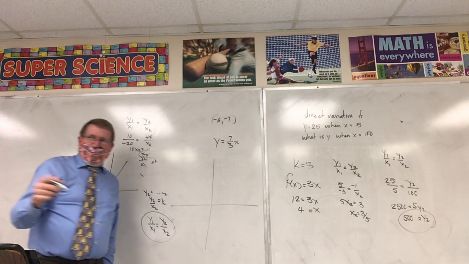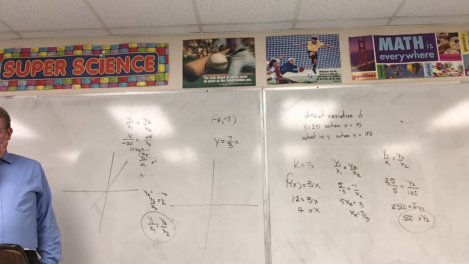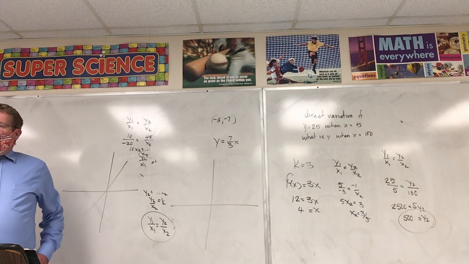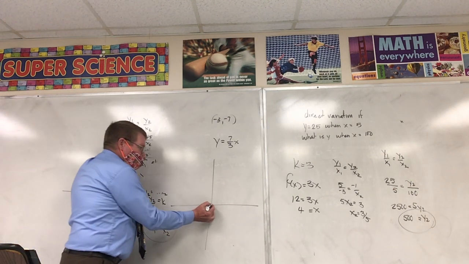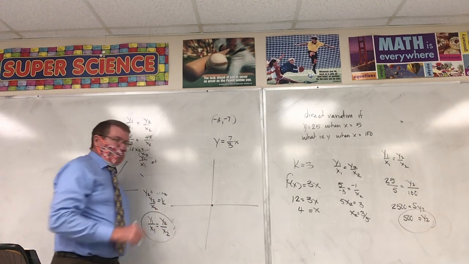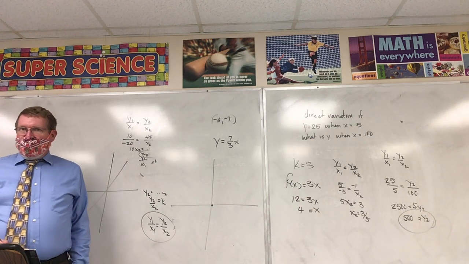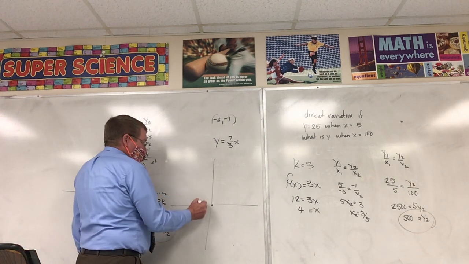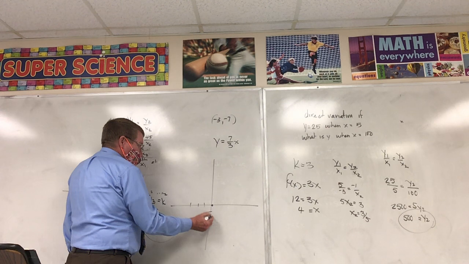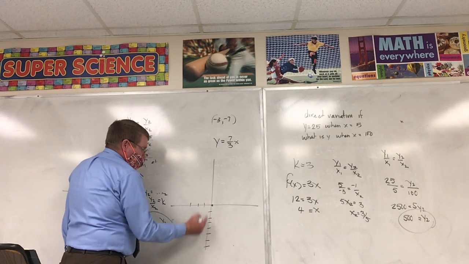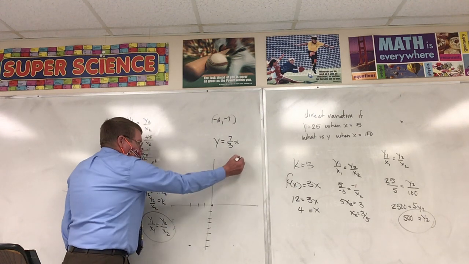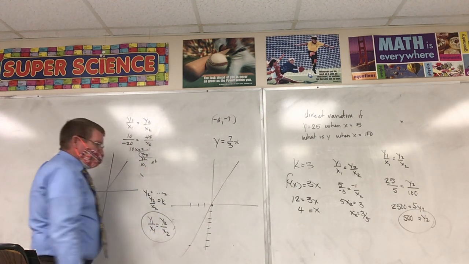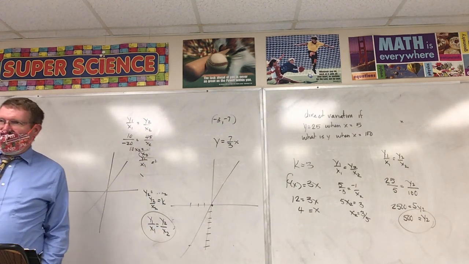Now they ask you to make a table. I don't want you to make a table. Direct variation always goes through what point? 0, 0. And my other point is -3, -7. And then draw a line through them. And that's all you have to do.